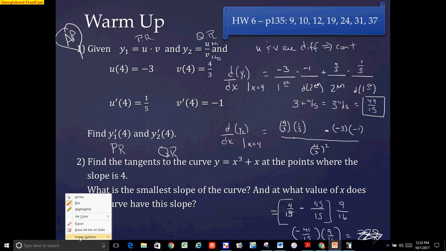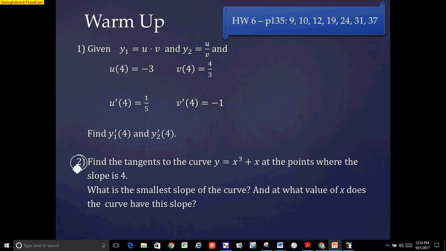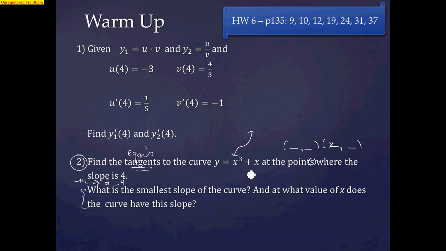Alright, now we're going to look at number 2. Find the tangents, so that's the equations, to the curve y equals x cubed plus x at the points. Looks like maybe there's more than one. x, y, where the slope, which is the derivative, equals 4. And we'll worry about this part later. So, tangents to the curve at the points where the slope is 4.